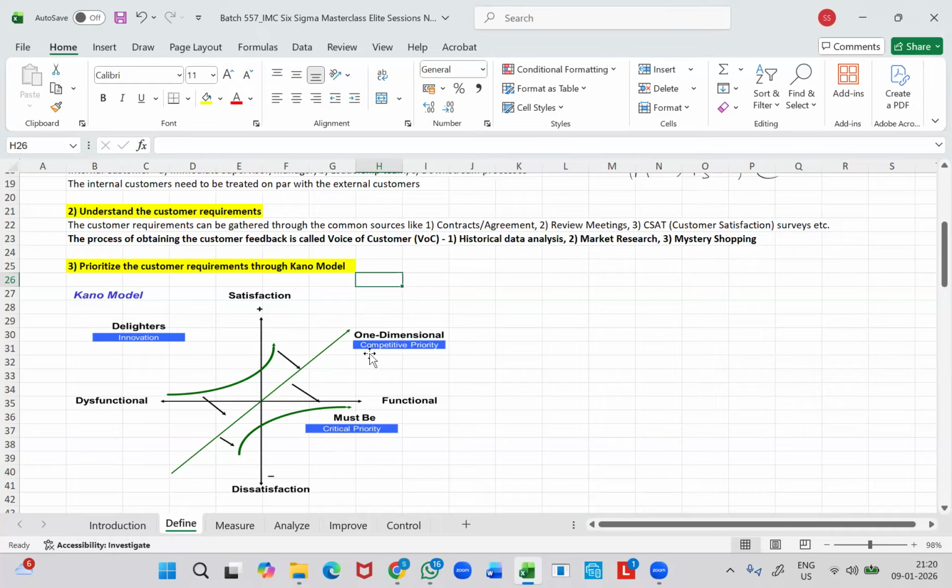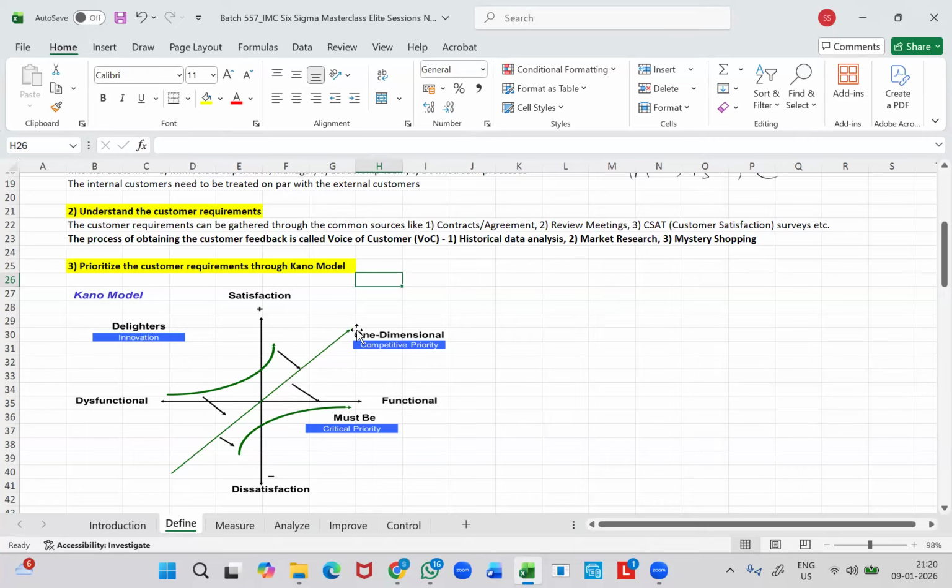And the next one is the one-dimensional need, which is also called a satisfier need. It is represented, as I told you, by the slope passing through the center, right? So it is going from the dissatisfaction half to the satisfaction half. So what is the characteristic of this one-dimensional or satisfier need? These are needs where the more we provide, the more satisfied the customer will be.